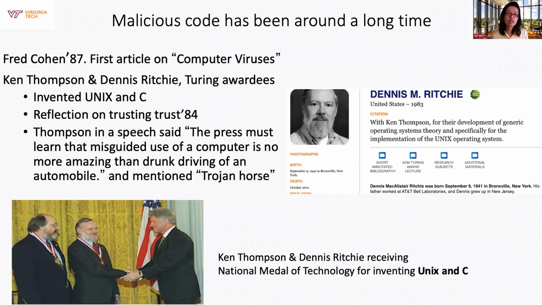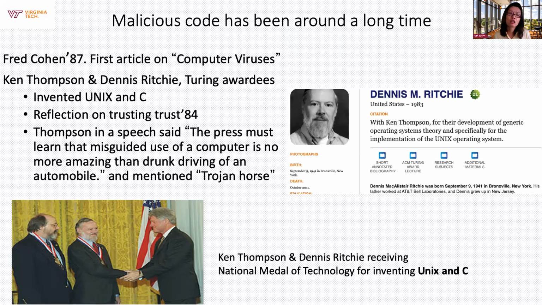Let me orient ourselves. Who is this? Dennis Ritchie, one of the Turing awardees in 1983. He received the Turing Award with Ken Thompson, who is here, and both of them received the National Medal of Technology from Bill Clinton. Both were credited with inventing Unix and the C programming language, and I think they also invented the B programming language, a predecessor of C.